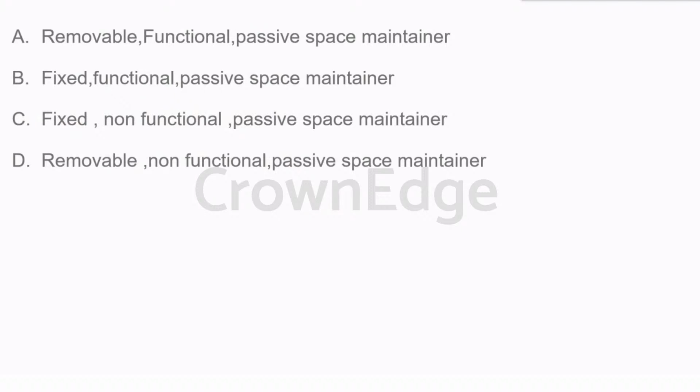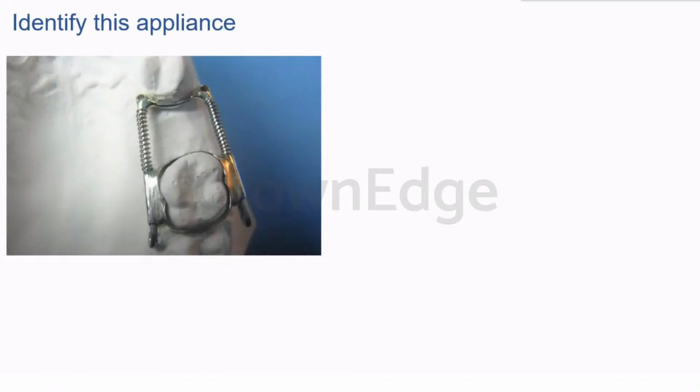Let's move on to our next question. Now, identify this appliance. What is this appliance? Is it an active space maintainer or what is it? Is it an active appliance? Is it going to move the teeth, or is it just a passive appliance?